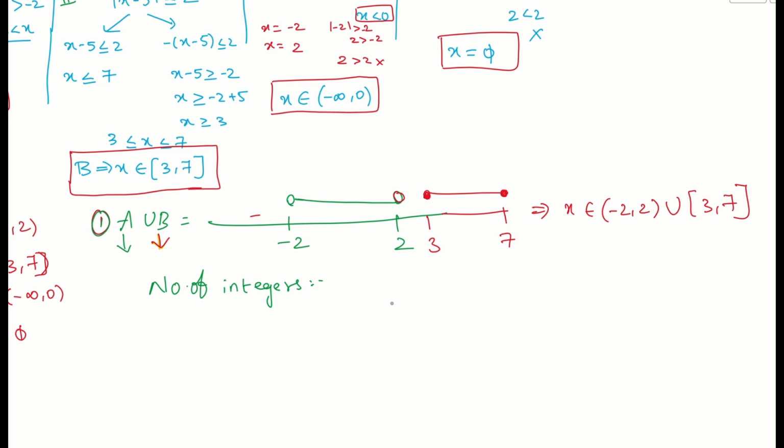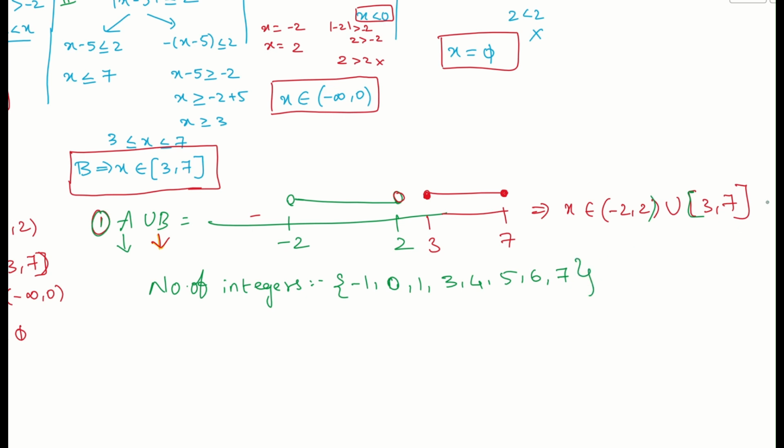Let us count here. How many are there? Minus 2 is not included. So this will be minus 1, then 0, then 1. Should I take 2? No, because it's an open interval. Then I can take 3 because 3 is in the closed interval. This will be 3, 4, 5, 6, 7, up to 7 because 7 is included here.